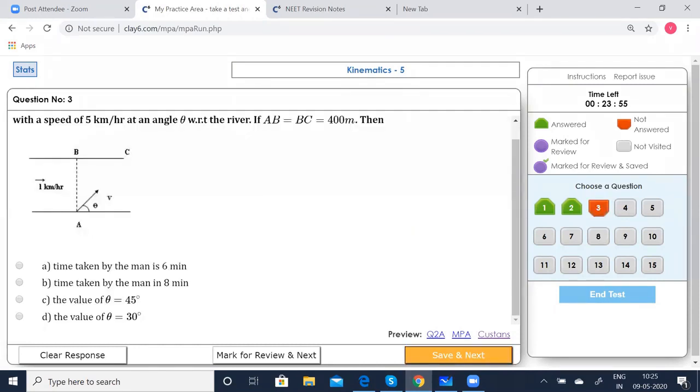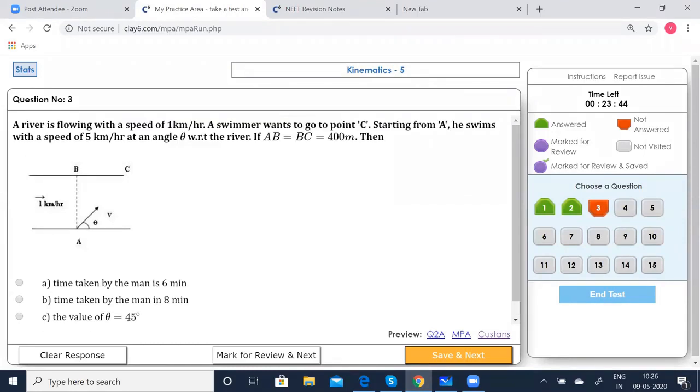Now you have to recollect, I taught you how to solve the problems related to rivers. So let us see this. A river is flowing with a speed of 1 kilometer per hour. A swimmer wants to go to sea. Starting from A, he swims with a velocity of 5 kilometers per hour at an angle of theta with respect to the river. So it is very clear in the diagram.